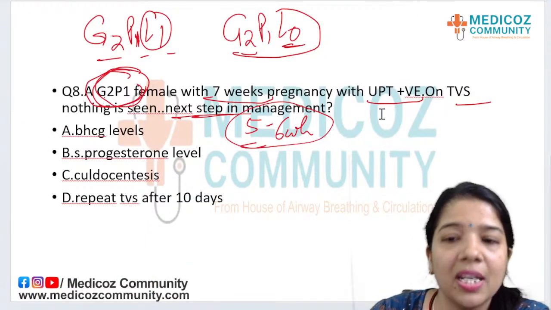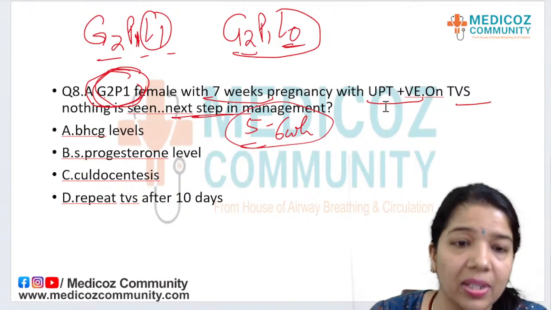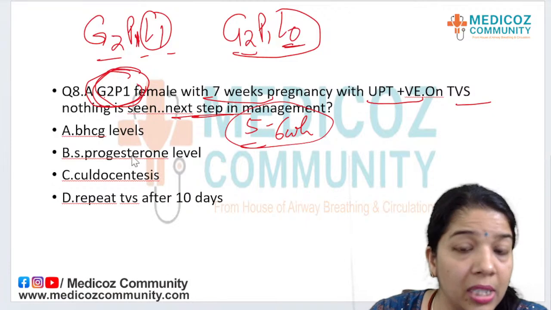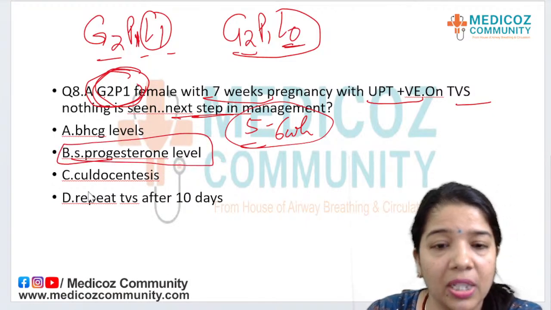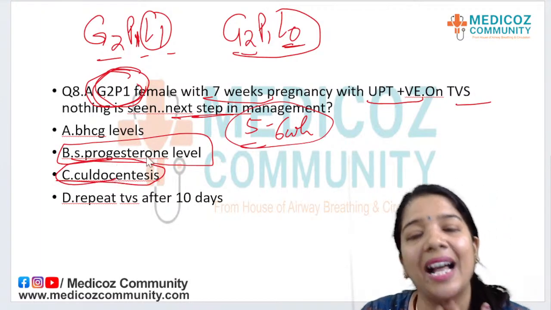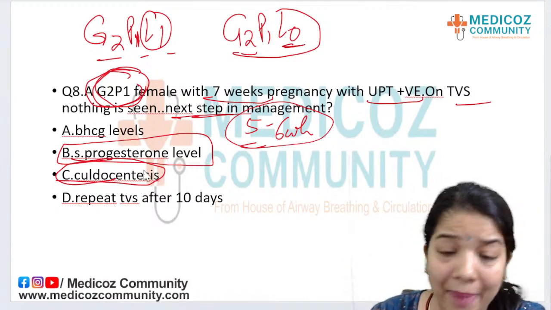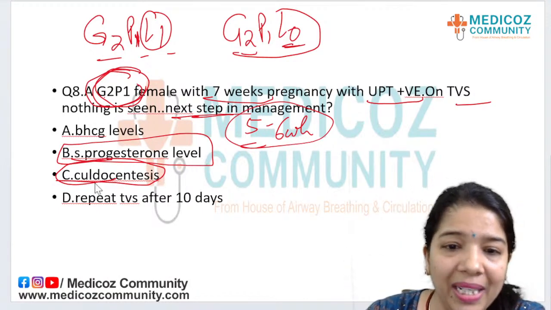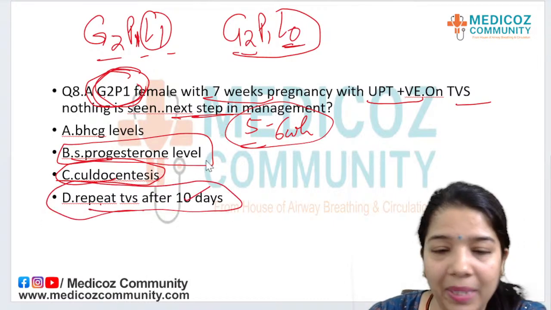G2P1, 7 weeks pregnant, UPT positive, nothing seen on TVS. What will you do? The next step is beta HCG levels. Serum progesterone, actually strictly speaking no one does it in pregnancy now, except of course in IVF pregnancies. Culdocentesis we know is the aspiration of fluid from the pouch of Douglas. It is reserved only for ectopic pregnancies, and that too was done earlier, we don't do it now. Repeat TVS after 10 days. We don't usually wait for 10 days. We will repeat the beta HCG.